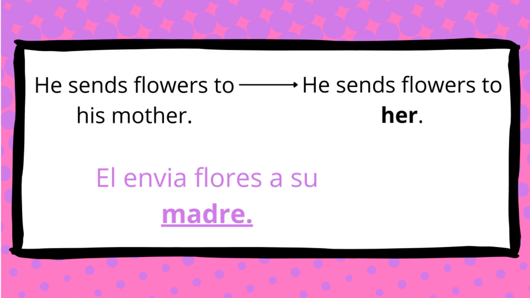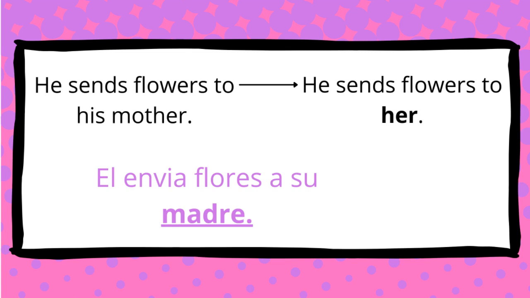Let's look at this other example. He sends flowers to his mother. He is our subject, sends is our verb, and who does he send these flowers to? His mother. So we replace mother with her, and it reads, he sends flowers to her. Great. Now let's do it in Spanish.